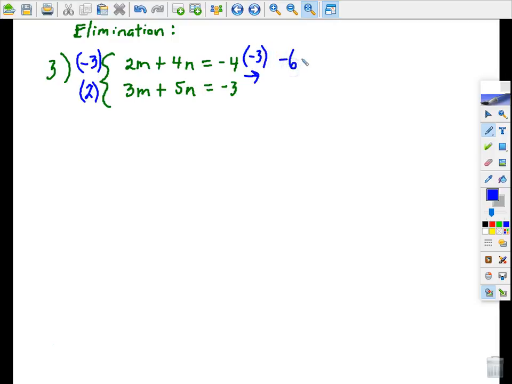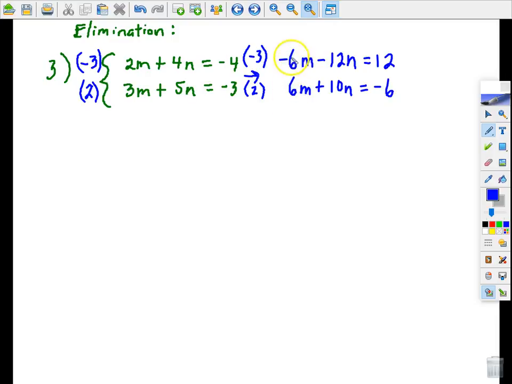So the result will be negative 6m minus 12n equals positive 12. Notice we did the right side as well. On the bottom, we're multiplying everything by 2. Both sides, every term, 6m plus 10n equals negative 6.